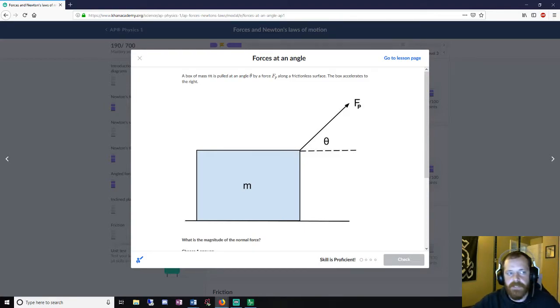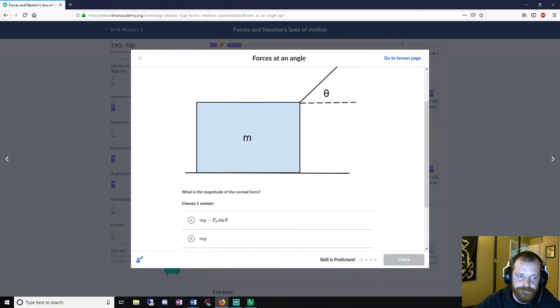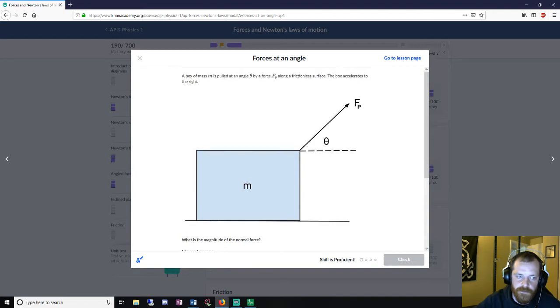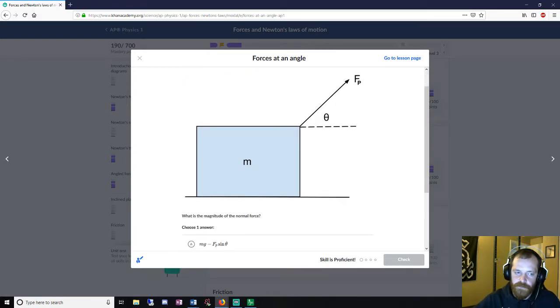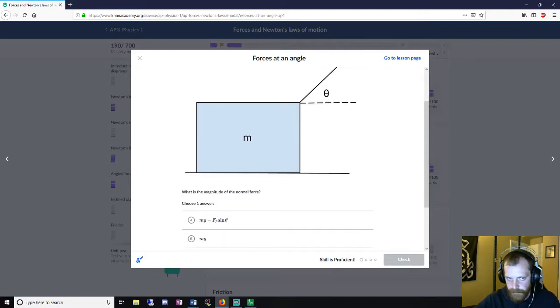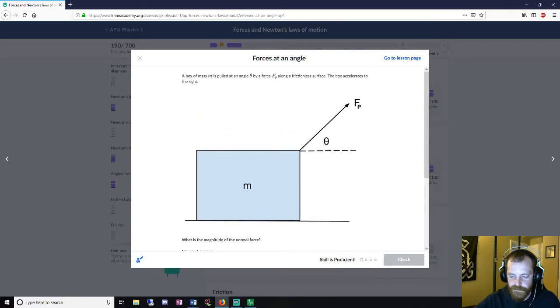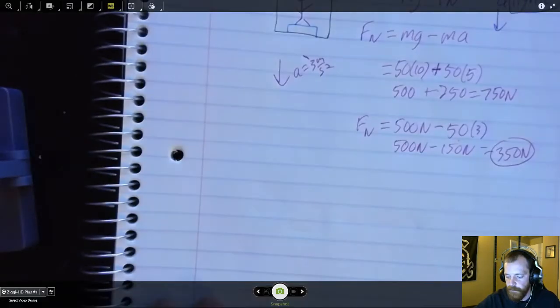All right, so a box of mass M is pulled at an angle theta by a force Fp along a frictionless surface. The box accelerates to the right. What is the magnitude of the normal force? Okay, let's draw this out because it'll help us. And I recommend drawing out these free body diagrams tomorrow when you're doing this because it's going to be useful. If you could reason your way through it without, that's fine. But generally you're going to want to draw these out. So let's go back to our notebook real quick.